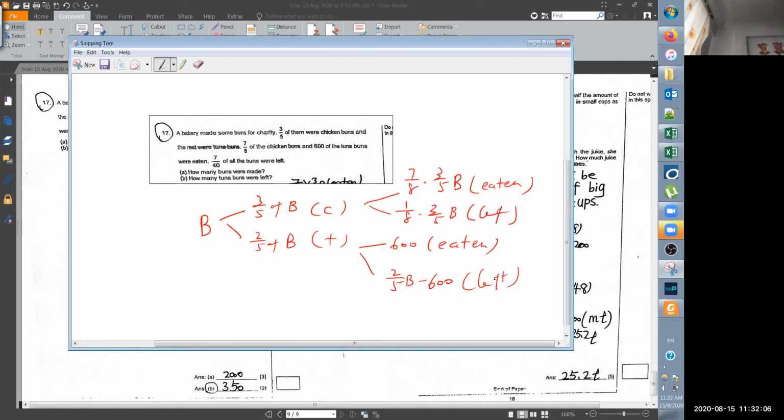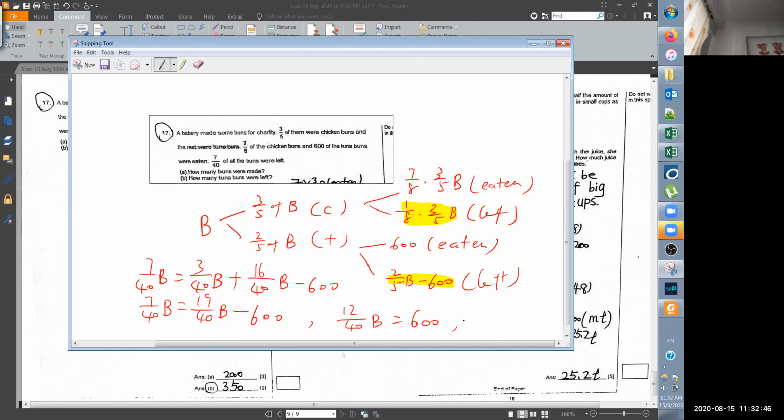It says 7/40 of the buns were left. So that means 7/40 B is equal to, just add up. Pretty simple, right? So this is 3/40 B plus, 2 times 8 is 16, 16/40 B minus 600. So this is 19/40 B minus 600. So that means 12/40 B is equal to 600. Can you help me out? 来帮我一下。What is B? Hello? Yeah, what is the value for B?